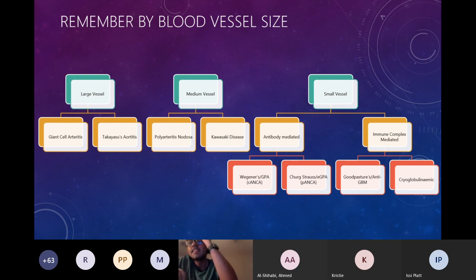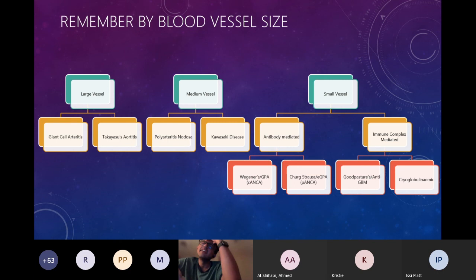And then small vessel vasculitis subdivides into two more categories. What are those two categories? Yeah, so immune complex or antibody mediated. So we'll get back to GCA because that's really important. So we'll talk about that separately.